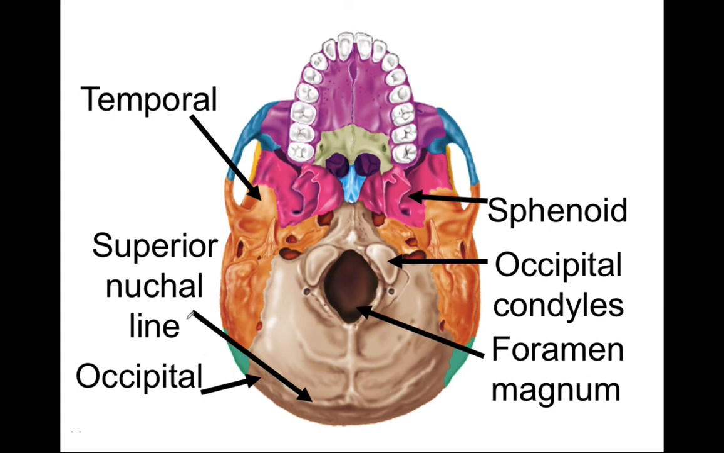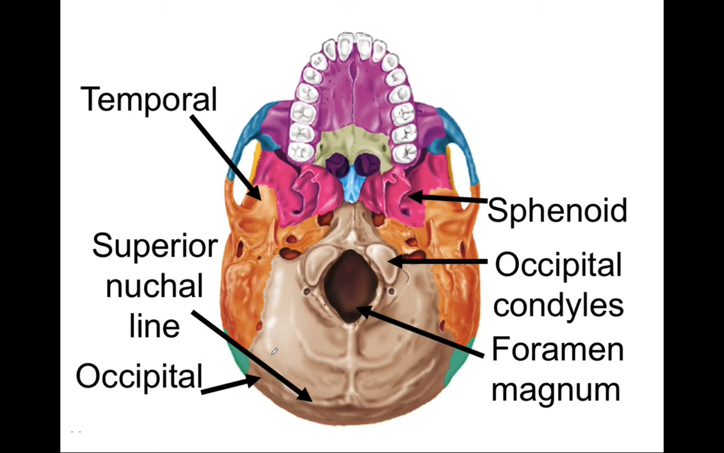We can hopefully remember that a line falls under our bone marking category of projections for muscle, tendon, and ligament attachment. So this superior nuchal line is going to serve as an area for muscle tendons to come and attach to the skeletal system.